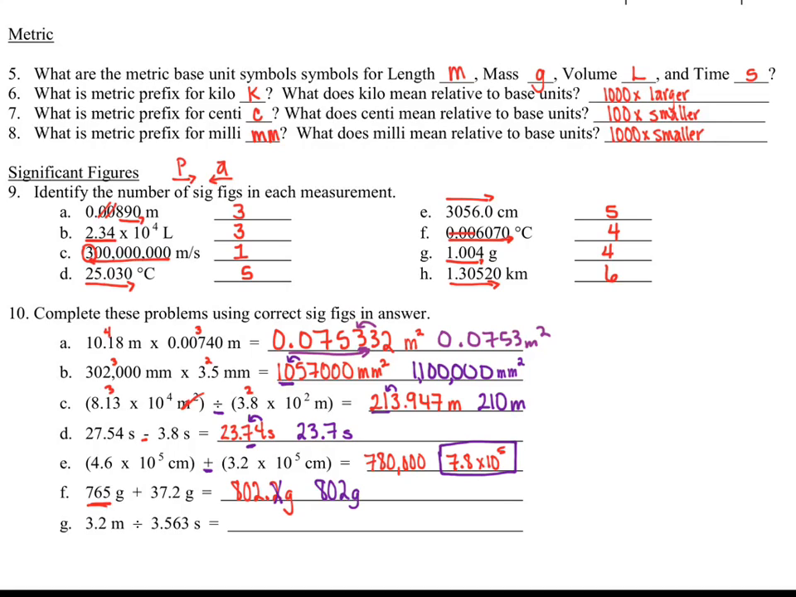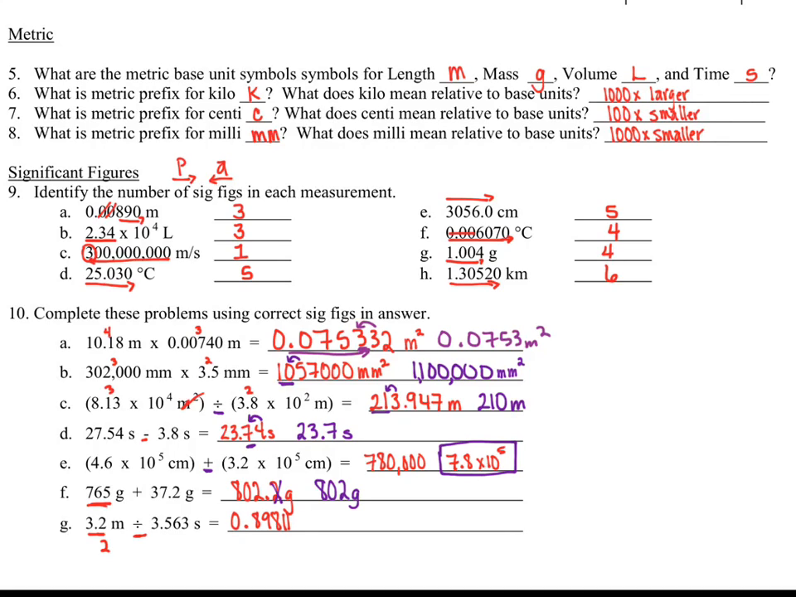Okay. Now we go to G. So we got 3.2, and here we're dividing. So again, we're going to go with the least number of sig figs, which is 2. So 3.2 divided by 3.563 gives me 0.89811. And I can stop here.